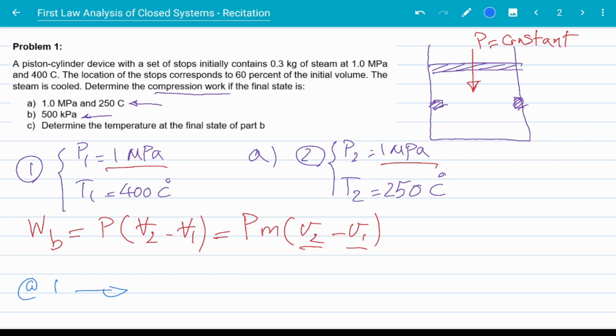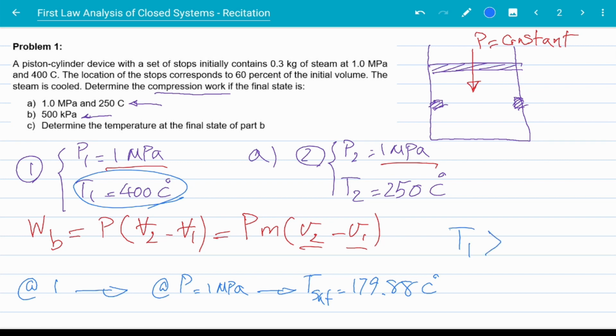Okay, if we check the tables, we'll see that at the pressure of 1 megapascals, the saturation temperature is 179.88 degrees Celsius. Now our initial temperature is 400. Because our initial temperature is larger than the saturation temperature at 1 megapascals, we can conclude that at state 1, we are dealing with a superheated steam. Okay, now with that out of the way, we can go check the tables for superheated steam and read the specific volume.